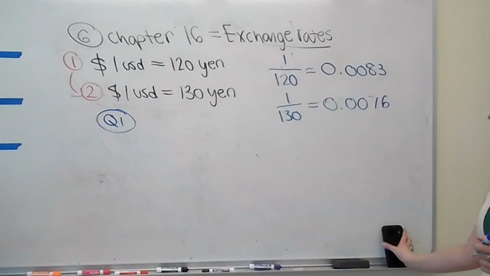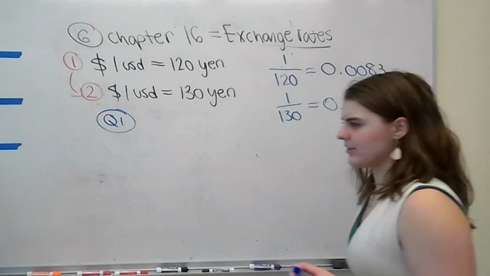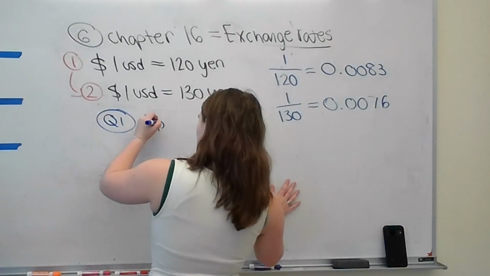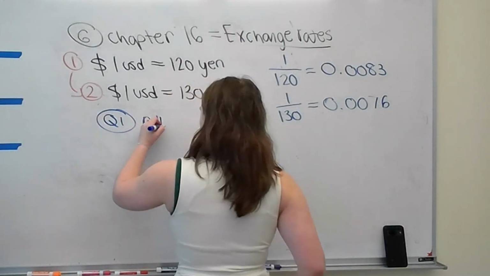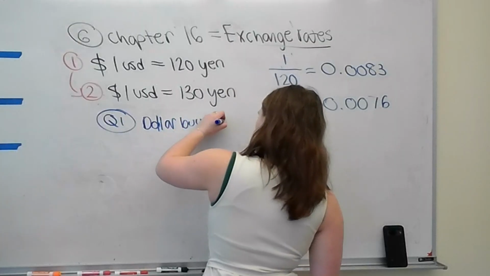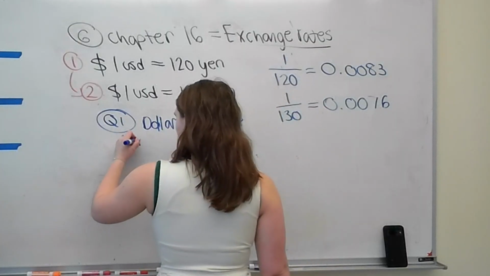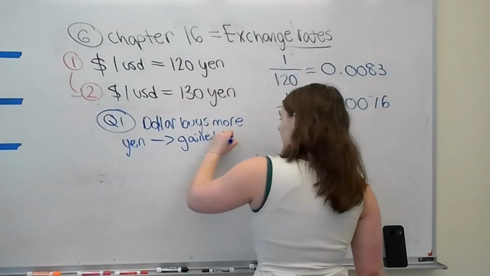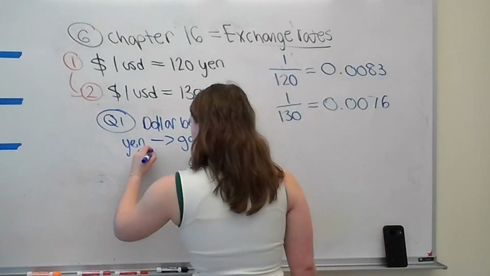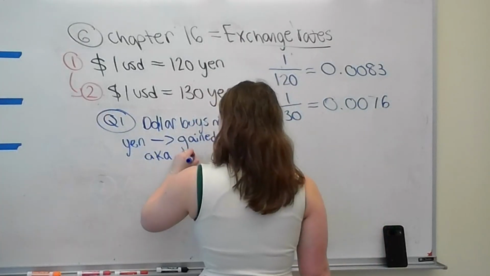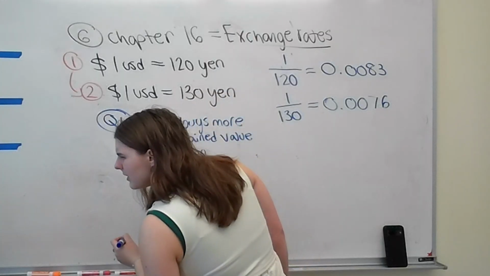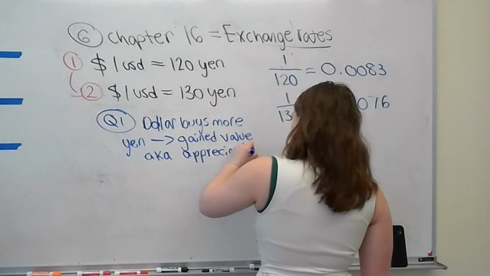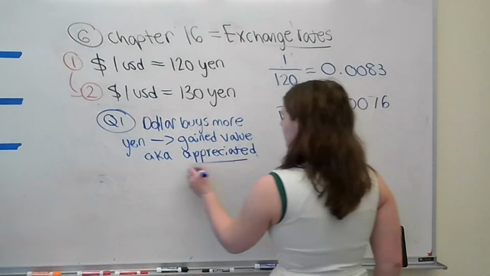So we can already see, for $1 to 1 yen, in that case would be the comparison, $1 is going to buy more originally than it did in our second case. So our dollar buys more yen, and that means it's gained value, aka it's appreciated. Right, the dollar has gained value, it's appreciated.